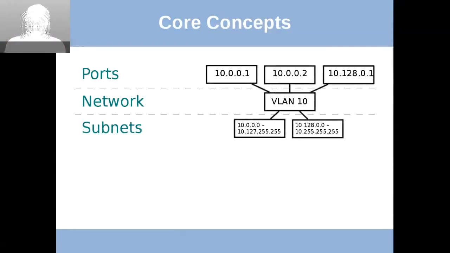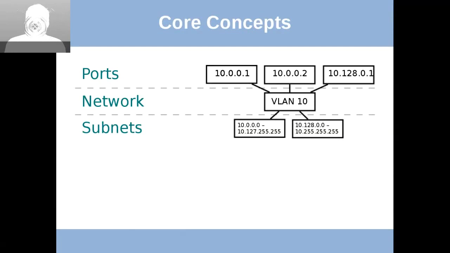And then you've got a subnet. So a subnet is basically an IP range. Normally you would have a single subnet connected to a network. In the real world, you can basically create as many subnets as you'd like and use the same physical network. So we allow that in Neutron as well.